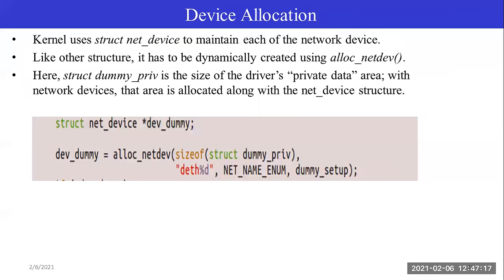And then the function handler, this dummy setup, this function will be called when the initialization with the information sharing with the kernel is done. Then the network stack will call this function to start communicating with the driver. This is the first function that they usually call from the network stack.